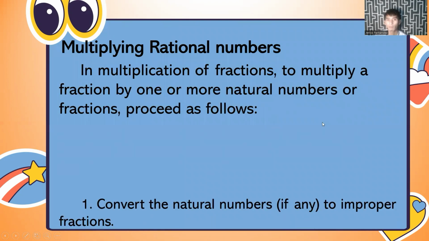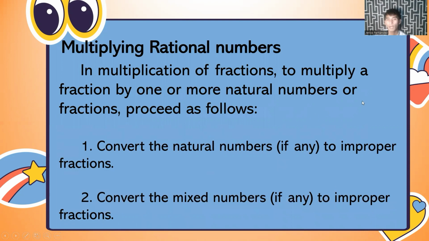We also have the multiplication of rational numbers. Paano yon? So, bago tayo mag-multiply, dapat naka-proper or improper fraction siya. Kapag natural numbers, okay, tandaan that all natural numbers have the denominator of 1. All natural numbers, mapa-negative or positive yan, automatic ang denominator niyan is 1. Hindi lang natin nilalagay, kasi the number divided by 1 is equal to the number. Okay? So, kahit hindi na ilagay yung denominator.